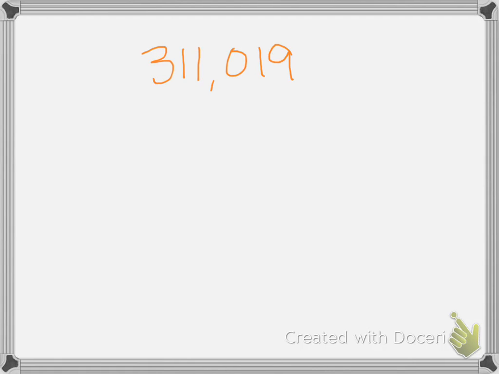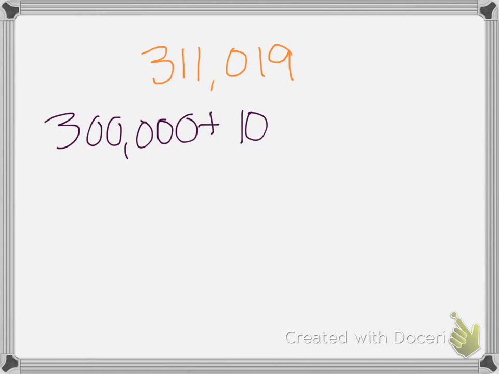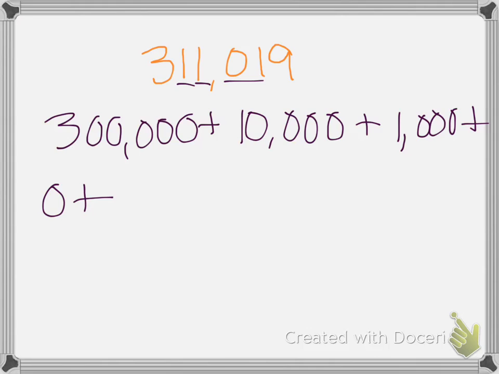B has 311,019. So this one, I'm just going to write 300,000 plus 10,000 plus 1,000 plus 0 plus 10 plus 9. You could also do it like the previous one or use exponents, however you would like to write it in expanded form.